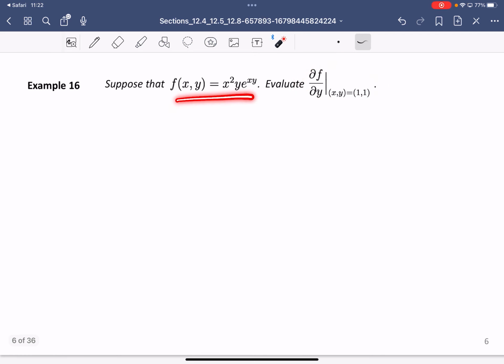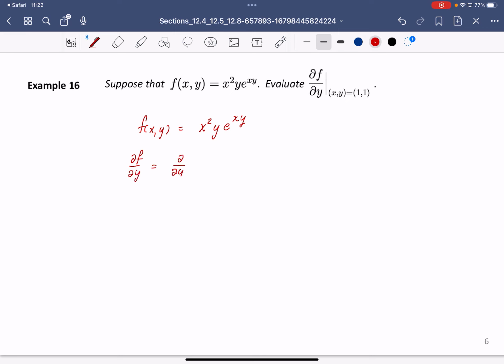So here, f(x, y) equals x squared y e to the xy. And now you can pull out something. You want to differentiate with respect to y, right? You differentiate this thing with respect to y. So it means x is going to be constant, so you pull out x. You pull out x. And then inside, what you still have left to differentiate, you have to use the product rule.